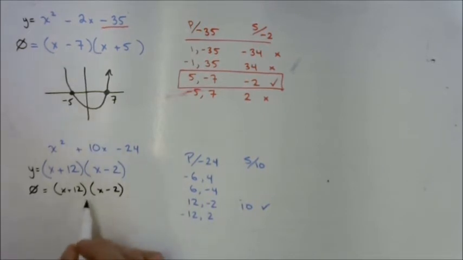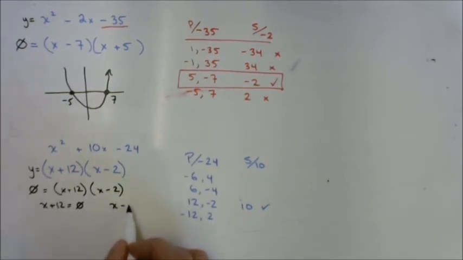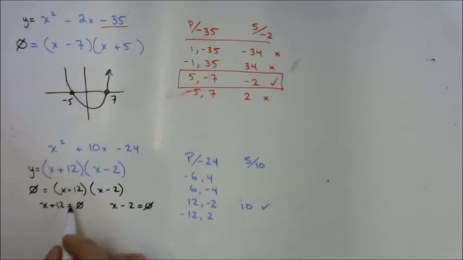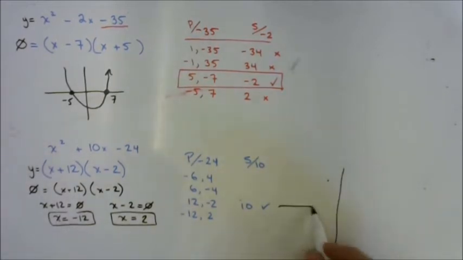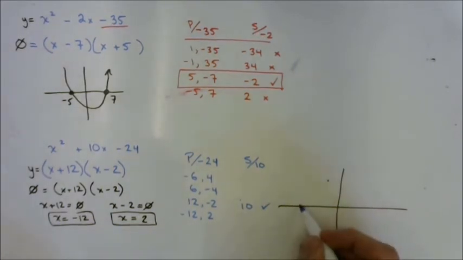And because these are factors, and anything times 0 is 0, then either my first factor needs to be 0, or our second factor needs to be 0. And I can solve this out, subtract 12 from both sides. Here, add 2 to both sides. So the solutions are x equals minus 12 or x equals positive 2. If we did a quick sketch, it just means that it's a parabola that has an x-intercept over here at negative 12 and an x-intercept here at positive 2.